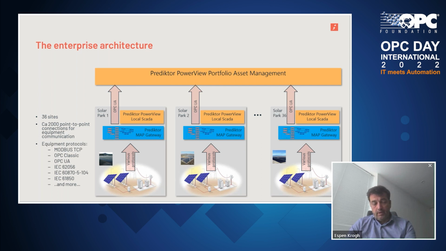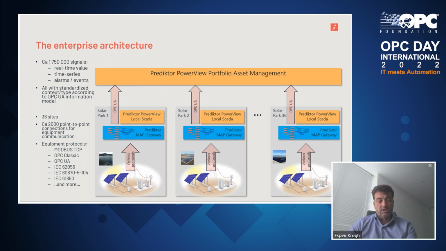There are several protocols out there towards the equipment, and our system communicates with all of those, capturing into this central gateway before reorganizing the data and pushing it forward to the enterprise. On the enterprise side, a total of 1.75 million signals are coming in real time. You have the real-time values, the time series, and the alarms and events associated with those. That's an extensive and very large set of signals, and here comes the evident benefit of having a standardized context to organize all those signals into one coherent information structure.